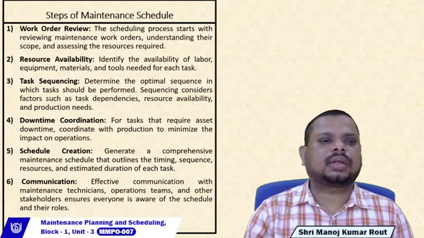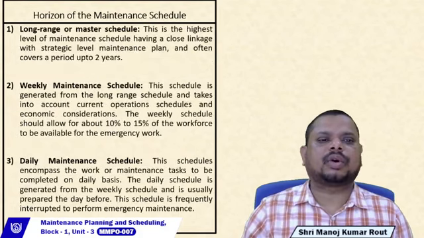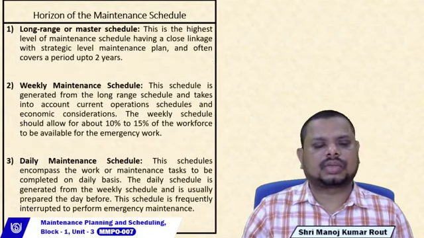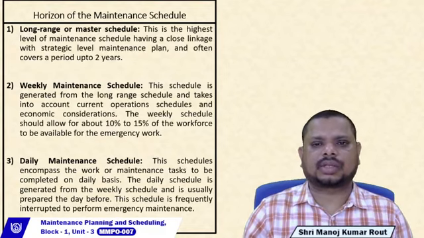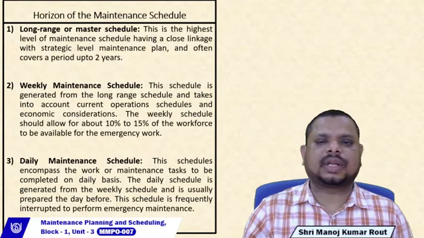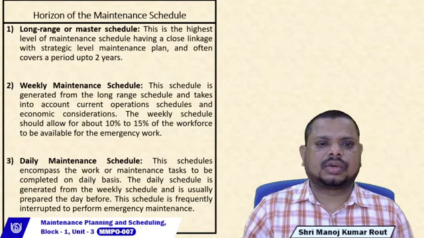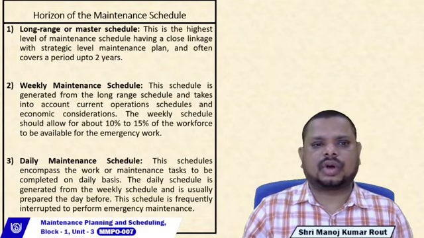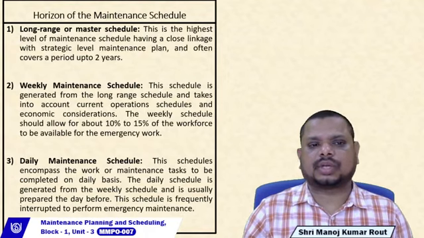Moving to the next one, we have the time horizon of maintenance schedules. We have three time horizons. The first one is long range and master schedules. The next is weekly maintenance schedules, and the last one is daily maintenance schedules. The long range is the highest level of maintenance schedule, having a close linkage with the strategy level maintenance plan, and it often covers a period of up to 2 years.